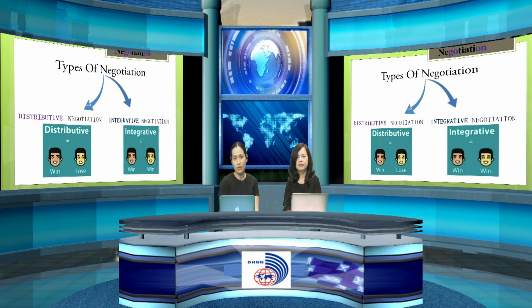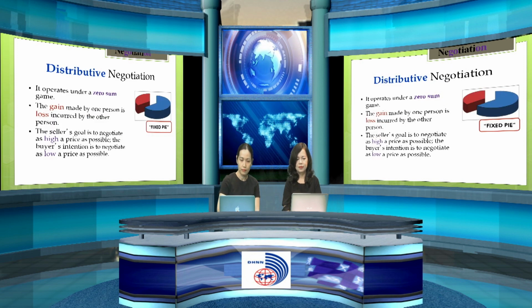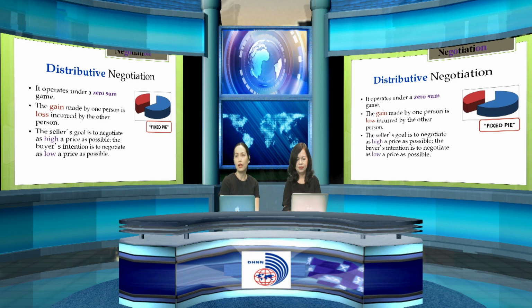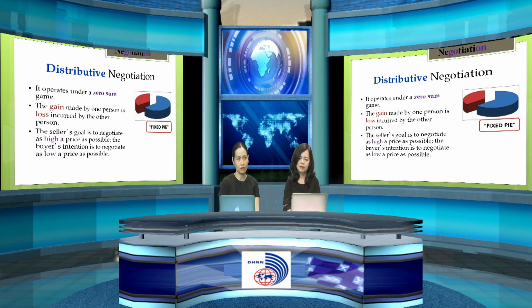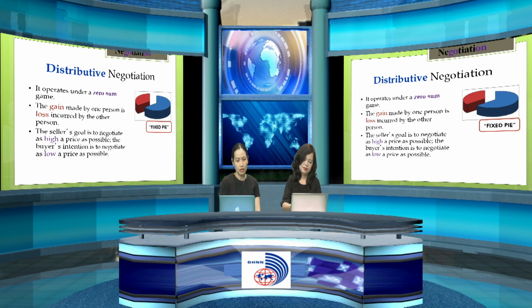So in principle, there are 2 basic kinds of negotiation. One is distributive and one is integrative. Distributive negotiation operates under a zero-sum game. What does it mean? That is, one person's gain equals the other person's loss. Okay, so distributive negotiation is often referred to as the fixed price strategy.